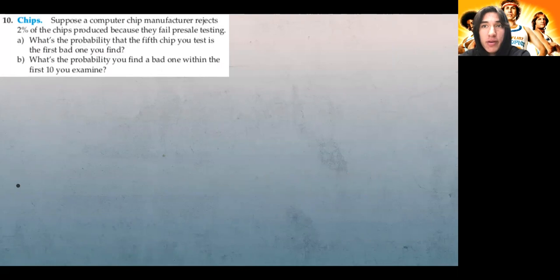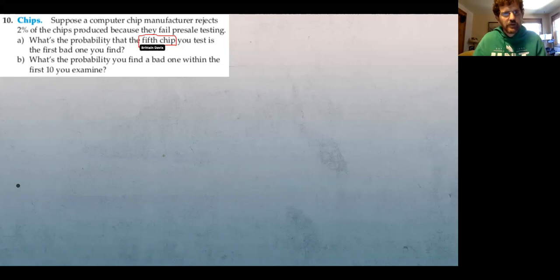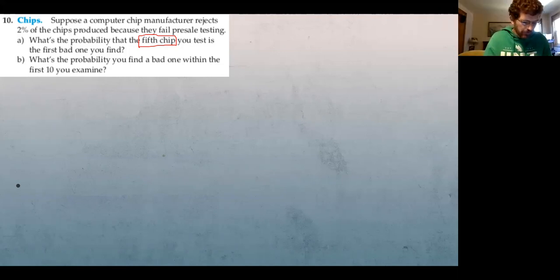Geometric CDF. Okay. It is geometric. It's actually PDF in this case, because we're looking for the probability it's exactly the 5th. That's what I meant. Whichever one was the first one. Oh, okay. Well, yeah. Anyways, we'll get to that.